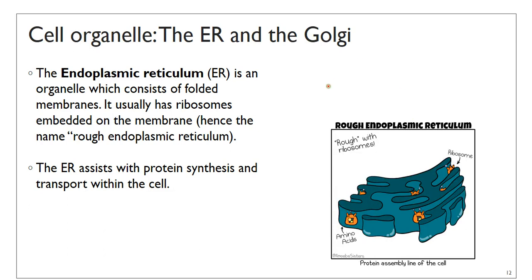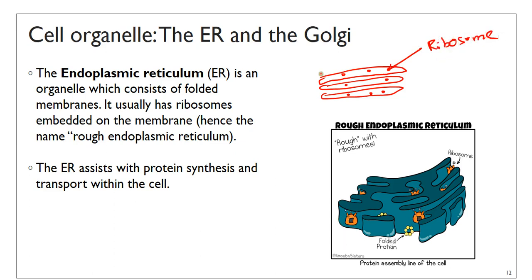So this is a rough ER. The way that we draw it, we normally just have a few folds. So that's just the ER, just to show the membrane, and you tend to always draw little dots to represent ribosomes on the surface of the ER. This one also kind of looks like a chloroplast, so that's not good. So this is your ribosome, and the whole thing is the ER, or endoplasmic reticulum. So you can see here, the ribosomes are embedded within the ER.